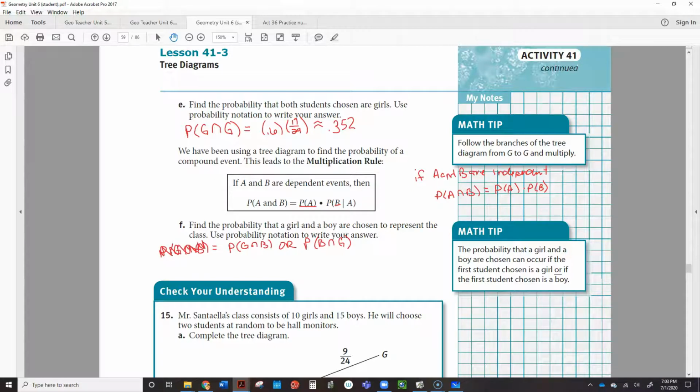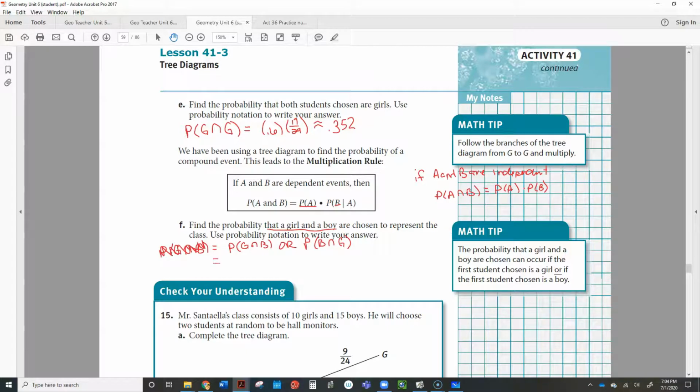And I really shouldn't use this same notation. This just says, find the probability that you get a boy and a girl. This is giving me order: the girl and then the boy, a boy and then the girl. This right here, they're not giving me an order. I just want a probability of a boy and a girl. So I have to put these two together.